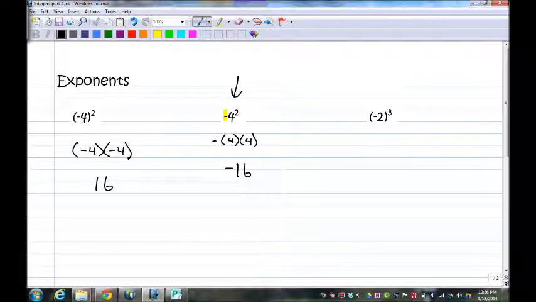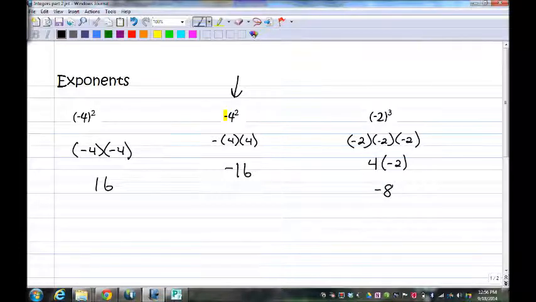Here's another sample. This one is to the third power. This would be negative 2 times negative 2 times negative 2. Negative 2 times negative 2 gives you a positive 4. And then that would be multiplied by that last negative 2, which would give you a negative 8.